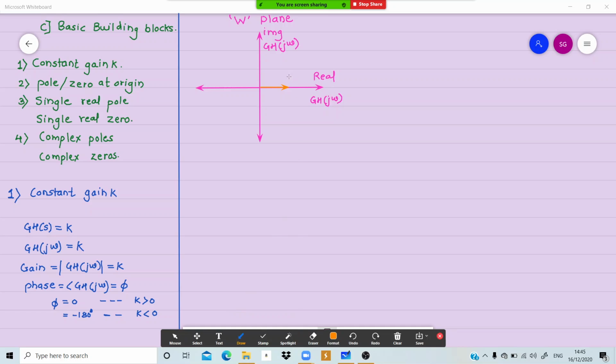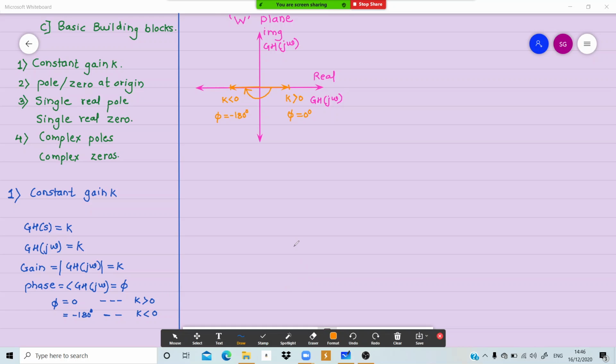Over here, just a minute, this is your K, or I'll write K greater than 0, and that's why you will be able to see that phi is 0 degree. On the same line, if it is on the K negative side, that means on this side, this point K less than 0, then in that case your phi is going to be minus 180 degrees. I'm very much clear over here. Angle is minus 180, correct?